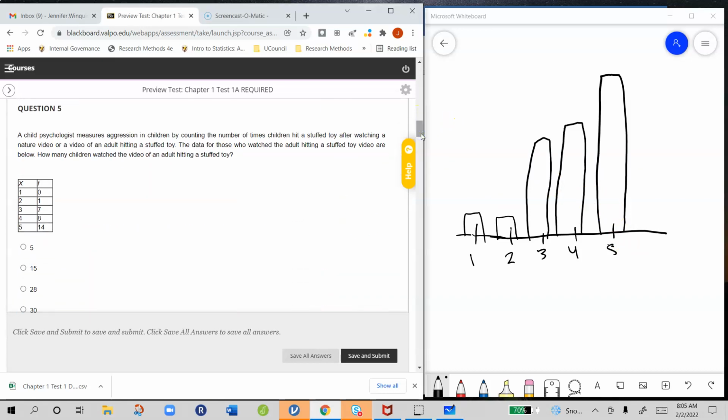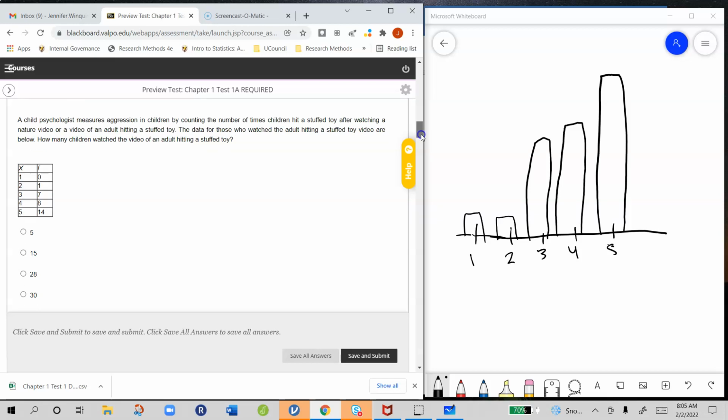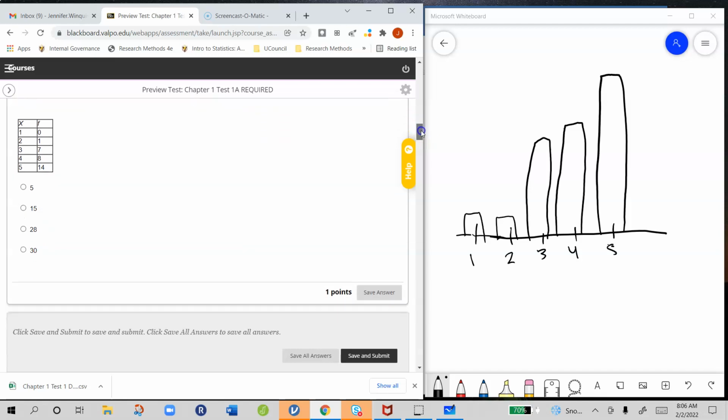Question 5, we're still working with this same set of data, and we want to know how many children watched the video of an adult hitting a stuffed toy. If you look at this frequency distribution, we have 0 kids in category 1, 1 in category 2, 7 in category 3, and so forth. You just need to add up these frequencies. So you have 14 plus 8 plus 7 plus 1, and so on, which gives 30 people. If we add up the frequencies, that's always how you can figure out how many people responded in that data set.